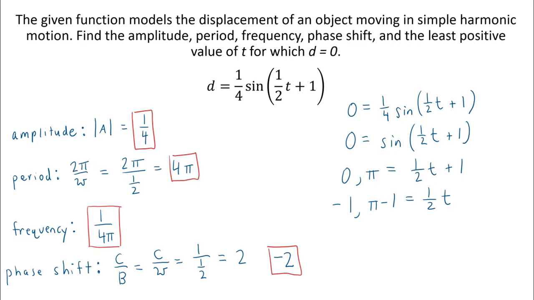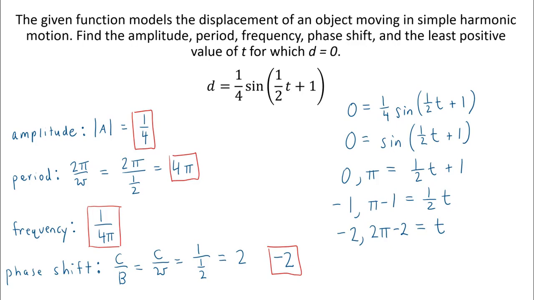Now let's multiply both sides of this equation by 2 to get t by itself, which means we'll have to multiply negative 1 by 2, and the pi minus 1 by 2 on the left, and then multiply the 1/2 t by 2 on the right. And when we do that, we get two solutions on the left, negative 2 and 2 pi minus 2.